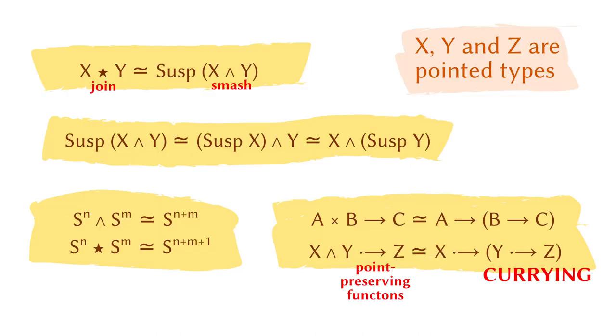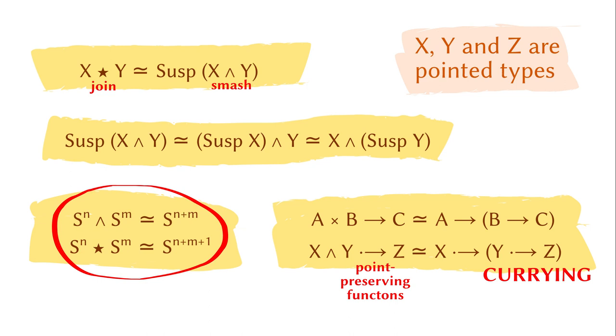Alright, so we have defined many higher inductive types. There are many neat equations between them, and here are a few. On this page, X, Y, and Z are pointed types, and A, B, and C are regular types. I want to bring your attention to the bottom left box.